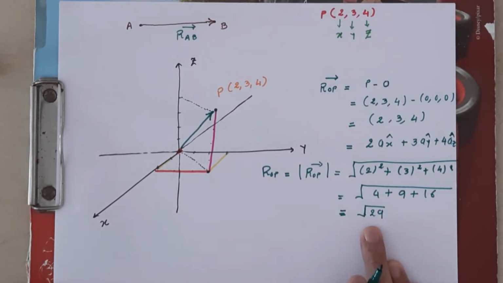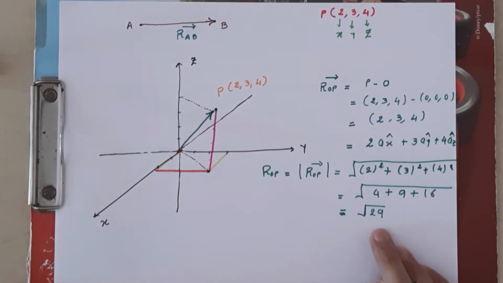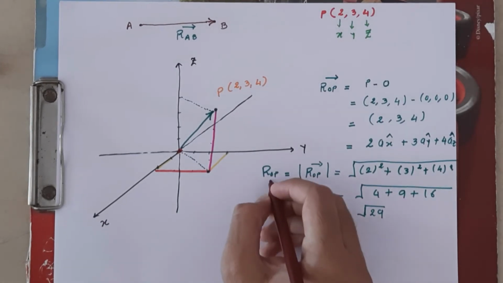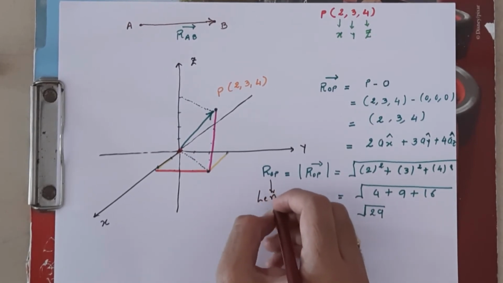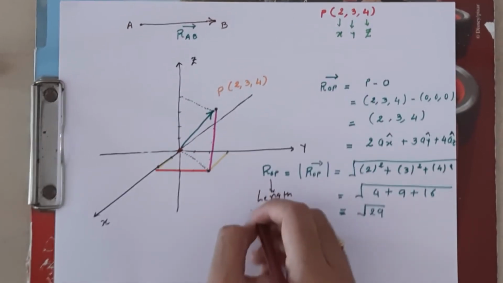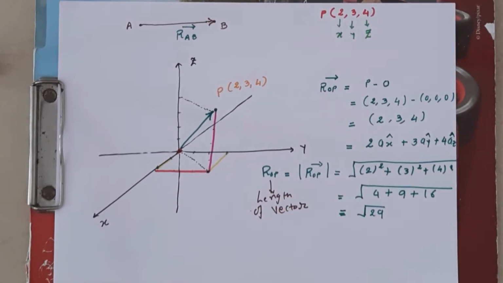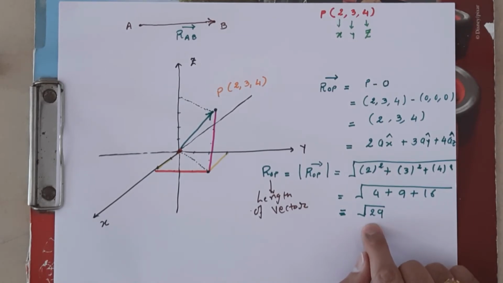So this is the magnitude of this vector. And what does the magnitude indicate? The magnitude indicates nothing but the length of the vector. So it is just the magnitude of the vector.